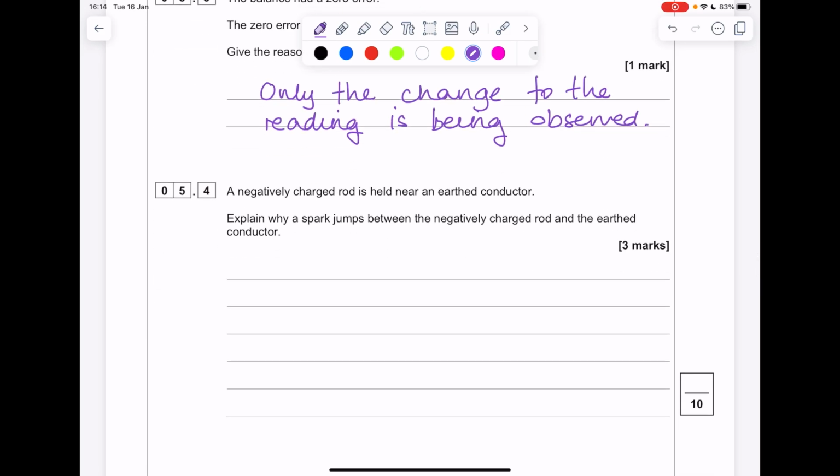A negatively charged rod is held near an earth conductor. Explain why a spark jumps between the negatively charged rod and the earth conductor. What happens here is there's a large difference in the potential difference between these two objects, and therefore the electrons that are built up on the negatively charged rod in effect want to earth themselves, so they jump from the rod to the conductor, which creates a spark, or you can feel it as a small electric shock.